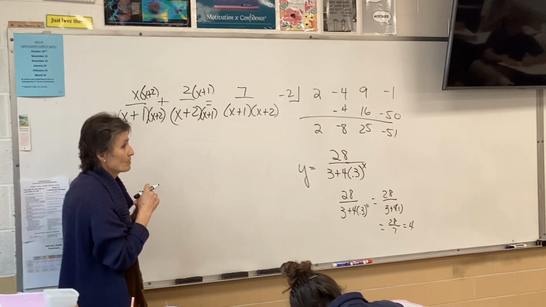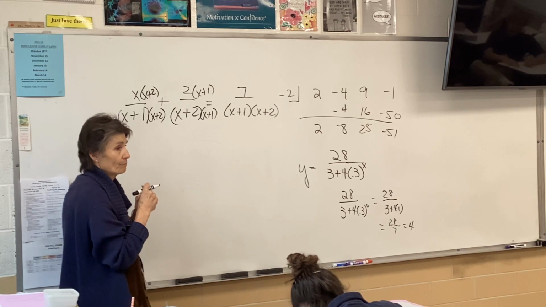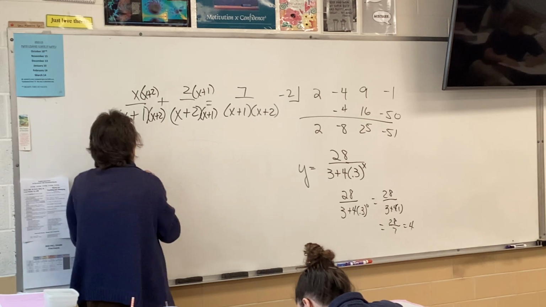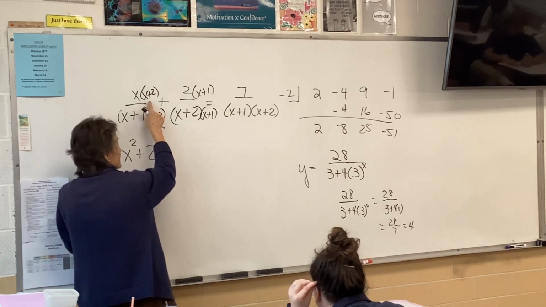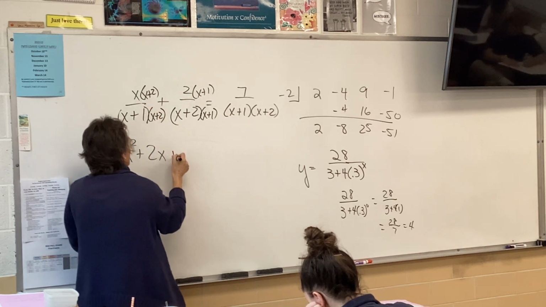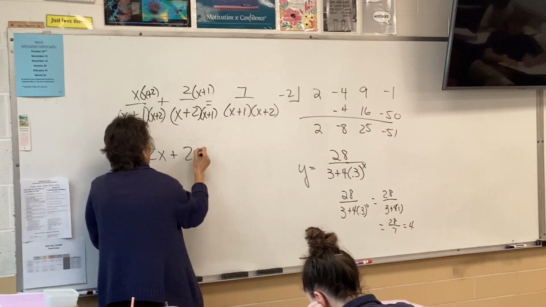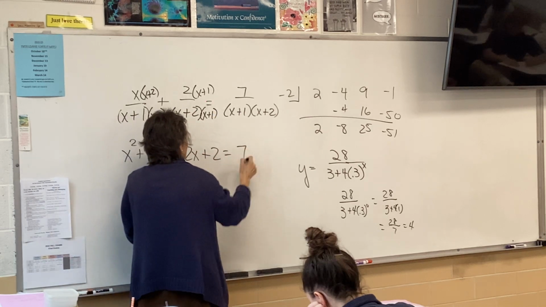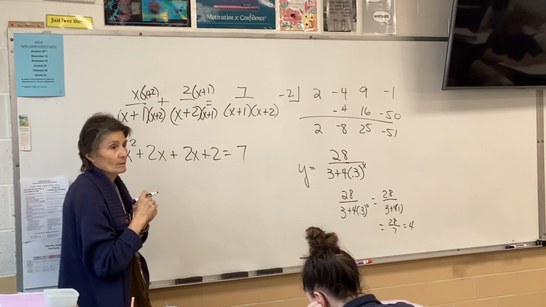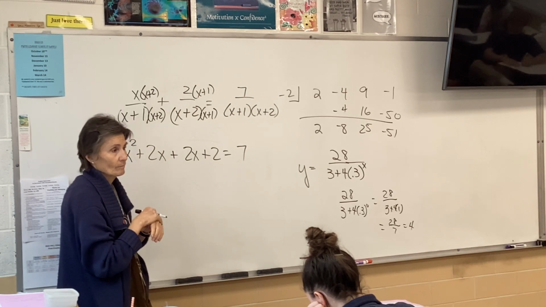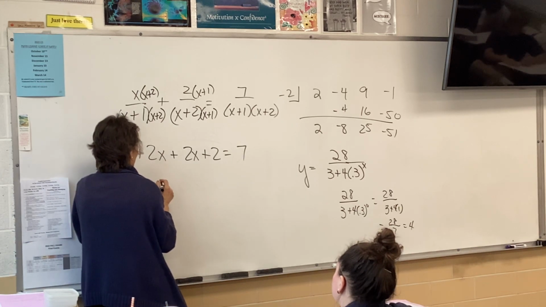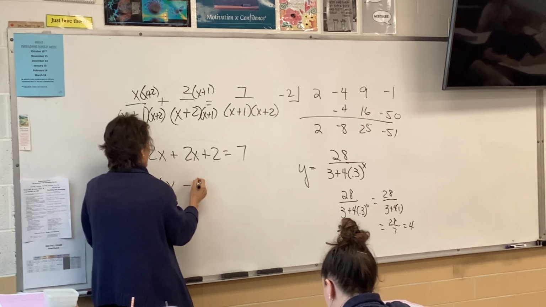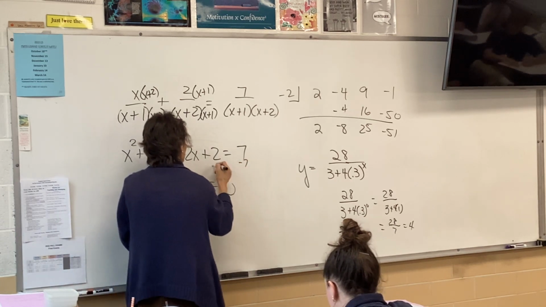Once the denominators are all the same, we can drop them. So we basically have x squared plus 2x. This is a distribute. This is a distribute. And that's just 7. So now what? Combine like terms. So x squared, 4x. I'm going to go ahead and subtract 7. Is that all right with everybody?